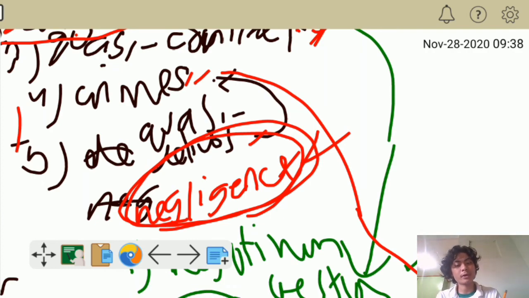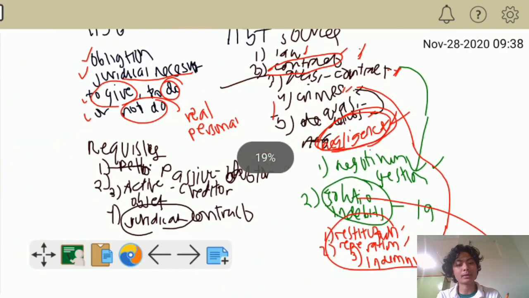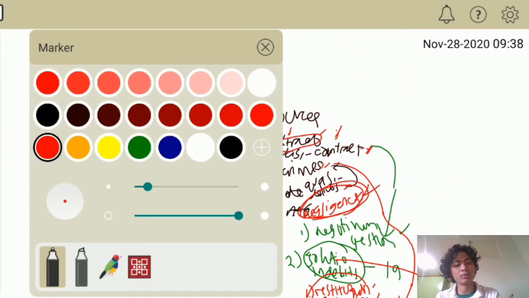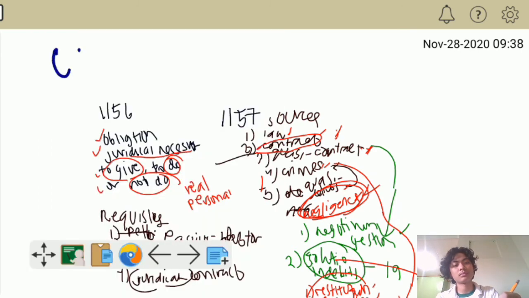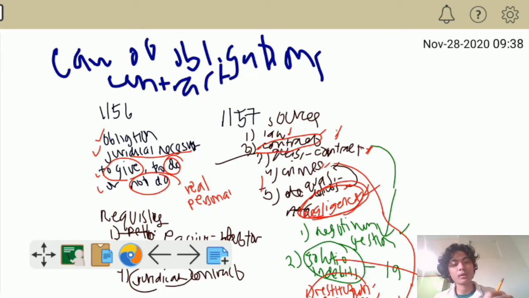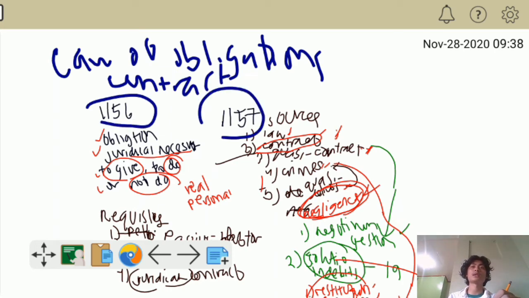So, let's do a quick recap. The law of obligations and contract. May dalawa tayong mahalagang articles, 1156 and 1157. Yung 1157, yung 5 sources ng ating obligation. At yung 1156, yun yung definition na obligation is a juridical necessity to give, to do, or not to do.